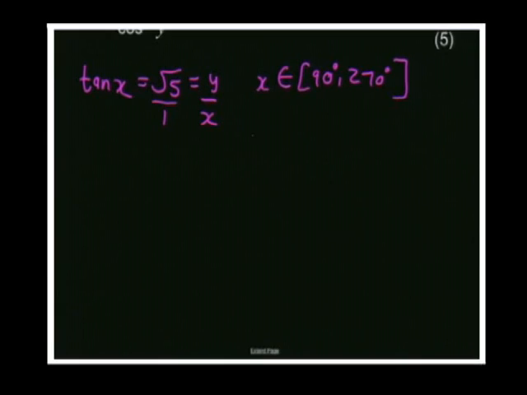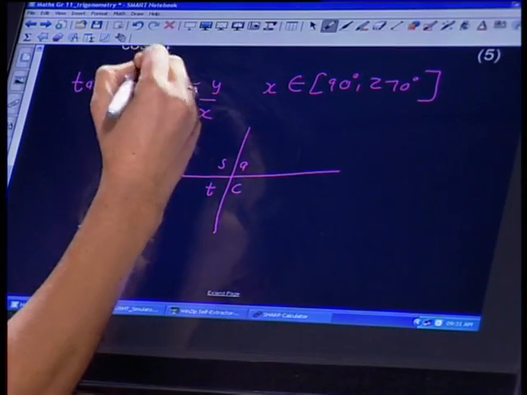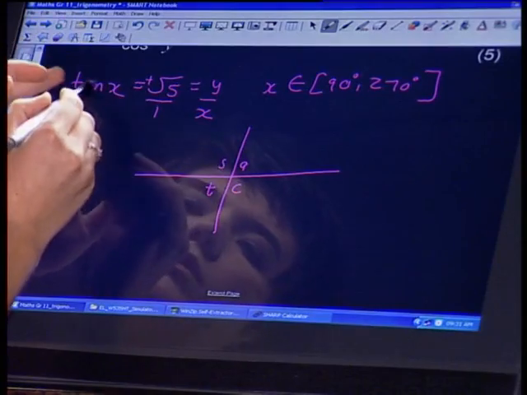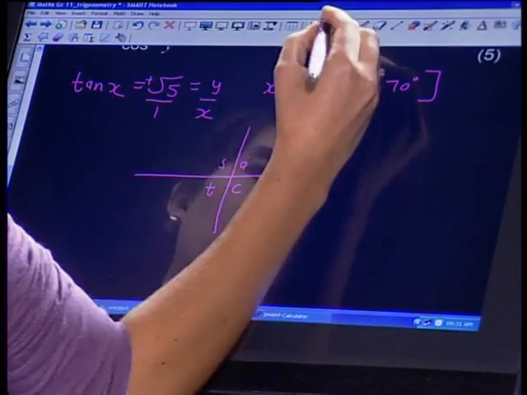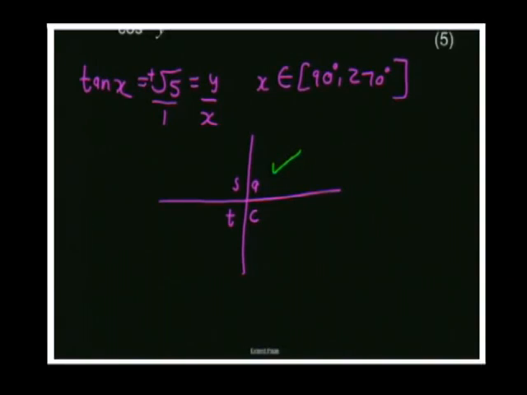Right, so next step, I draw up my CAST diagram. And now I'm going to check the signs. In the first one here, they say tan x is positive square root 5 over 1. So I need to tick off in my CAST diagram where tan will be positive. So I take a color pen here and I say quadrant 1 and quadrant 3. I know in quadrant 1 and in quadrant 3, the tangent ratio will be positive.